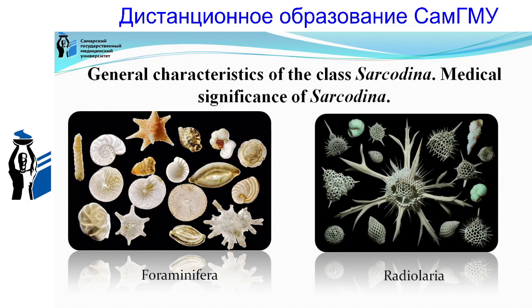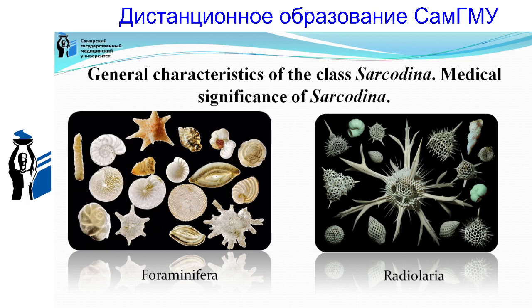Over 80% of all modern Sarcodina are sea creatures. Some species live in fresh water, few were adapted to life in soil. There are also parasitic species. Sarcodina, which means plasmatic organisms, represent the largest class of protozoa, including more than 11,000 species with a wide variety of forms.